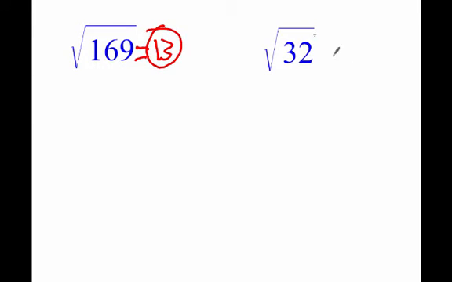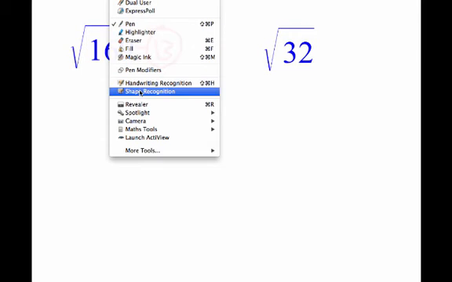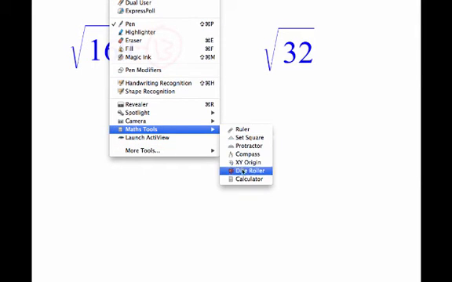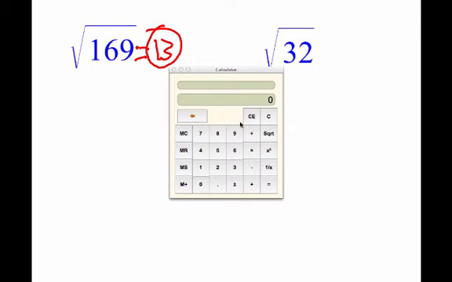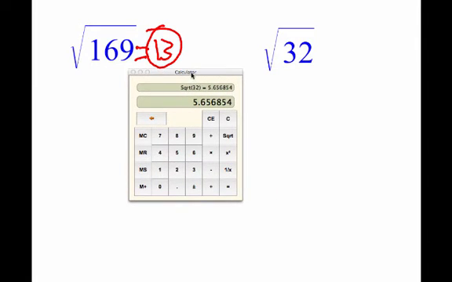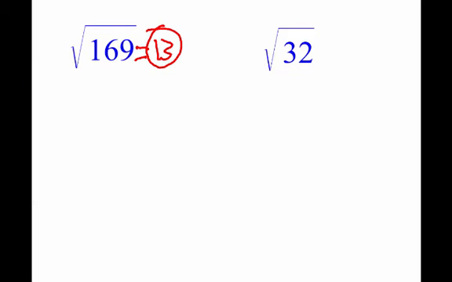But 32, on the other hand, is not a perfect square. If I were to get out a calculator and do the square root of 32, I get 5.656854. Not exactly a perfect square. So let's go ahead and show how we can simplify this.